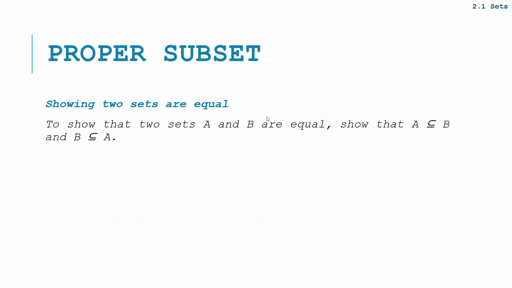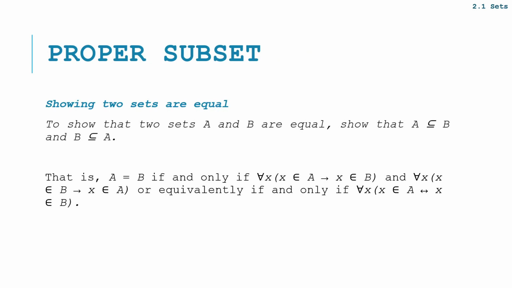And again, how do we show that two sets are equal? To show that two sets A and B are equal, we have to show that A is a subset of B and B is a subset of A. That is, A is equal to B if and only if for all elements x, x is an element of A if x is an element of B, and for all elements x, x is an element of B if x is an element of A.